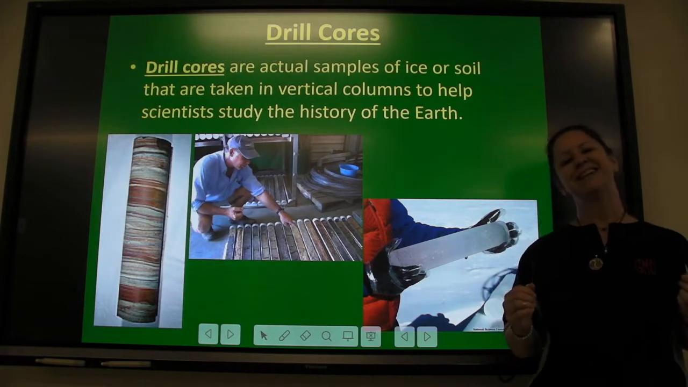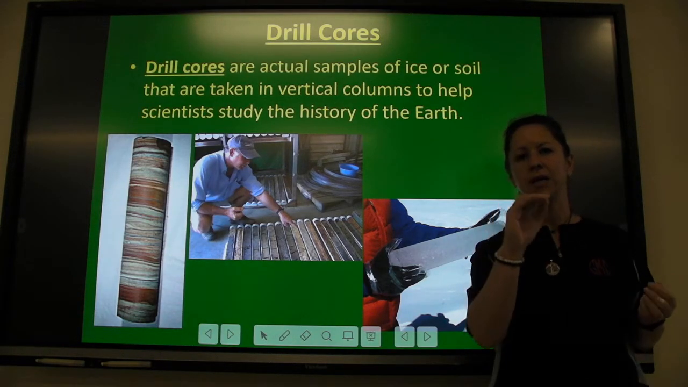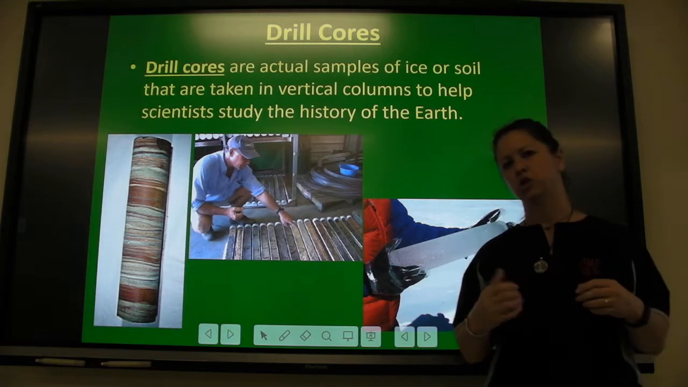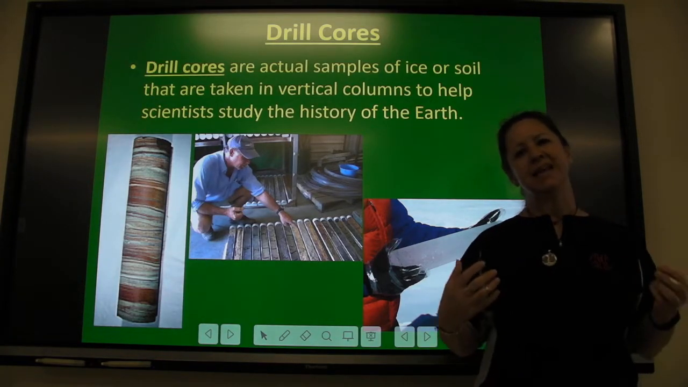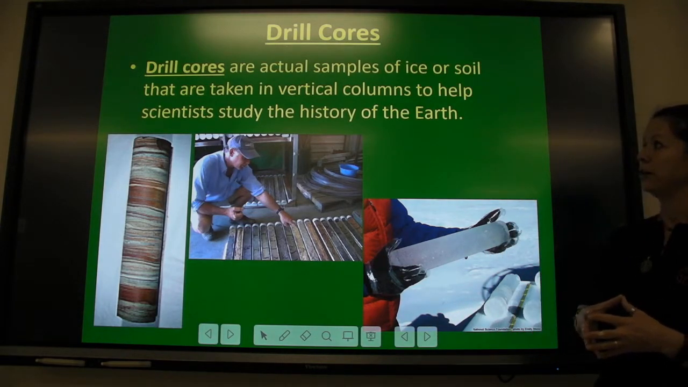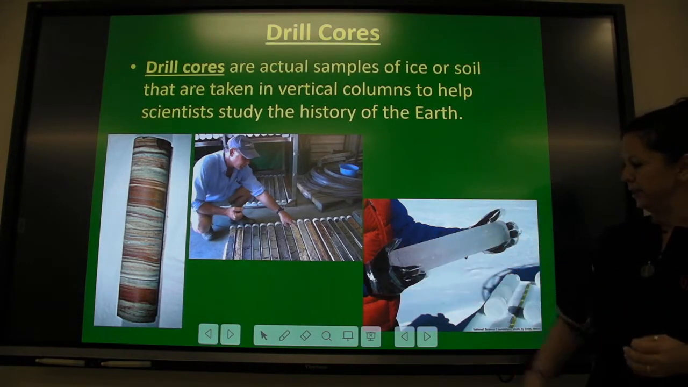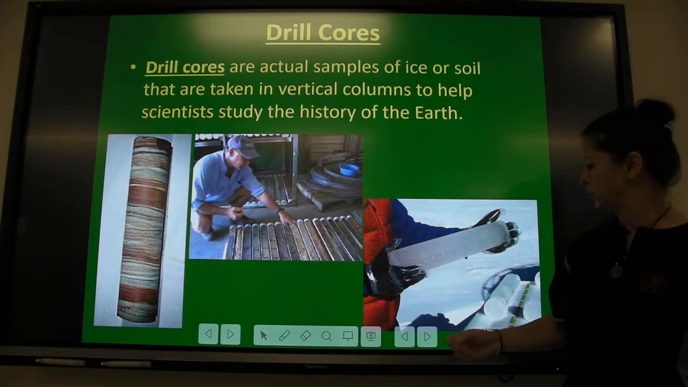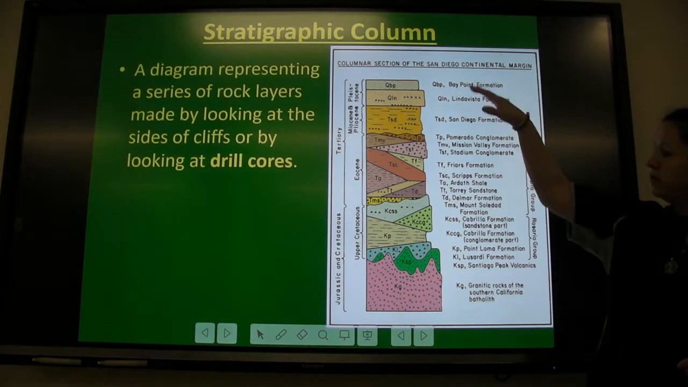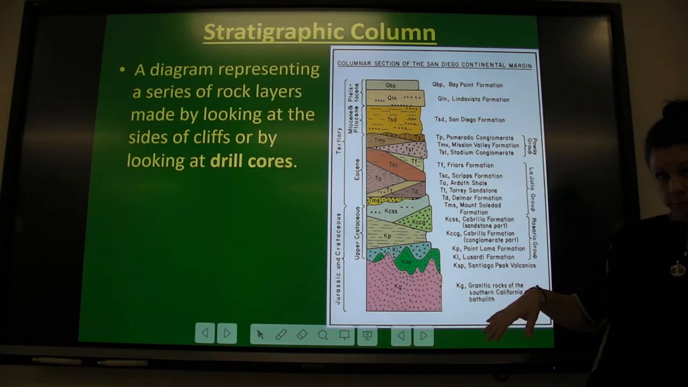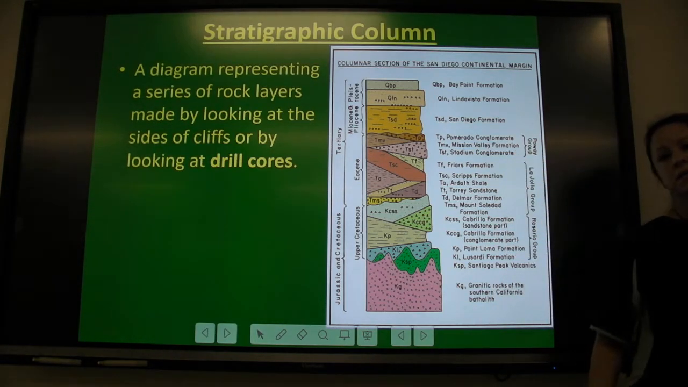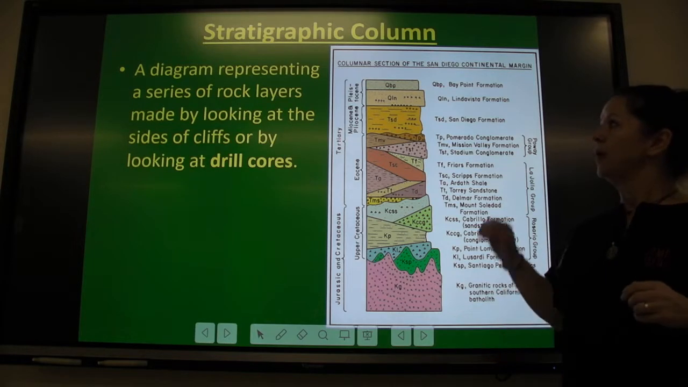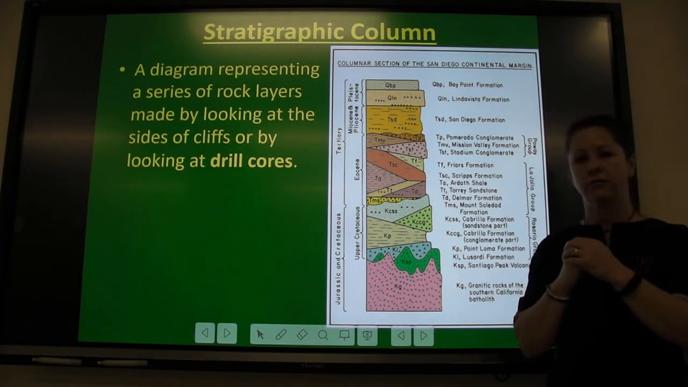And so as scientists study the gases that are trapped in the bubbles that are found in the ice, the scientists can get a lot of history of the earth. But that's what a drill core is. And once scientists pull these drill cores out, they can use them to make stratigraphic columns. All right, and a stratigraphic column is a diagram that represents that series of rock layers.